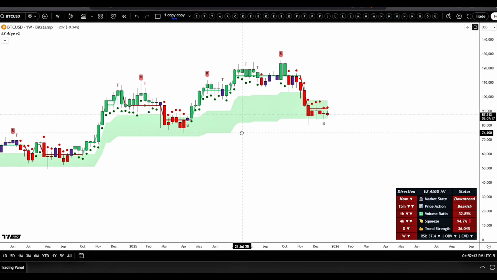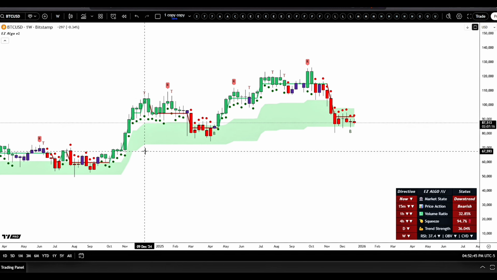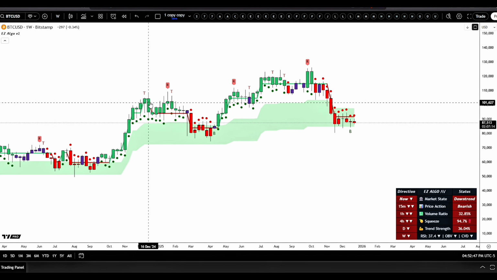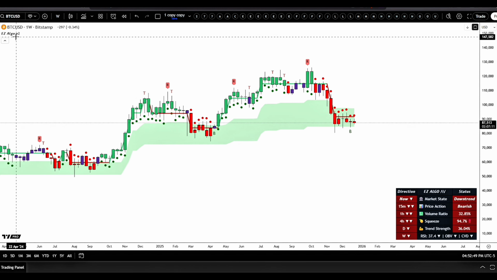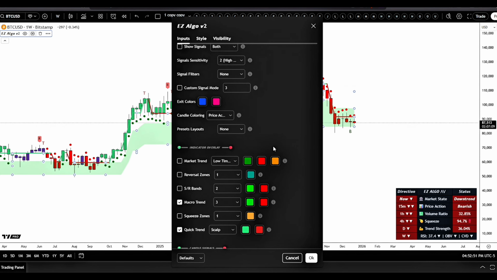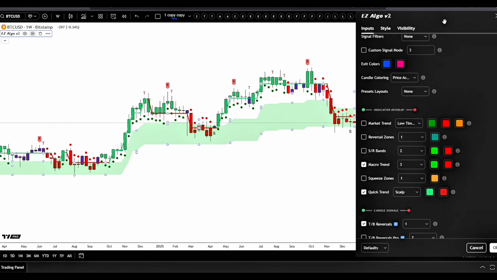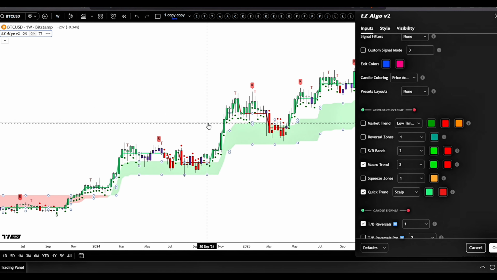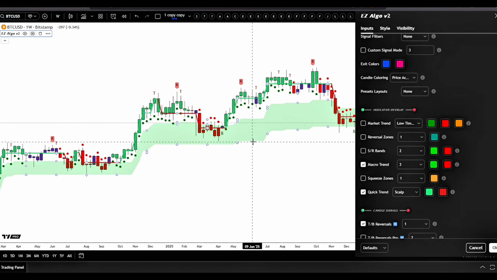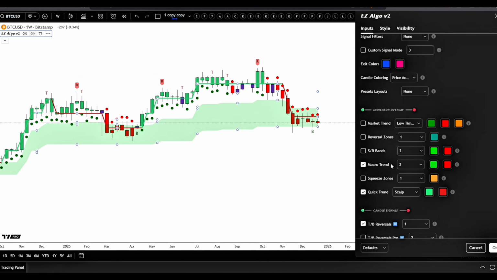Next, another indicator that V2 has that's up on the chart right now is this green and red line. That's our quick trend indicator. I currently have it set to scalp mode. Scalp mode is a tighter band, and basically it's just going to tell you what direction price is currently heading. This is a great indicator. It straight up tells you what direction price is heading to a great degree of accuracy.